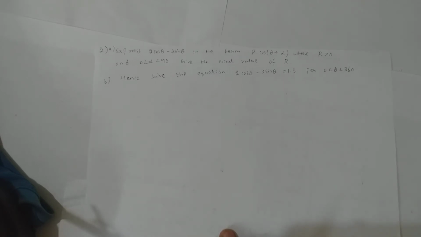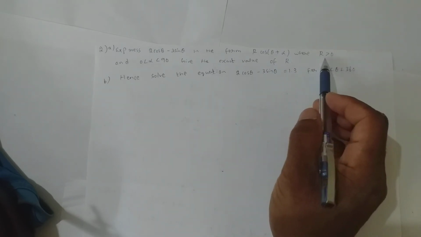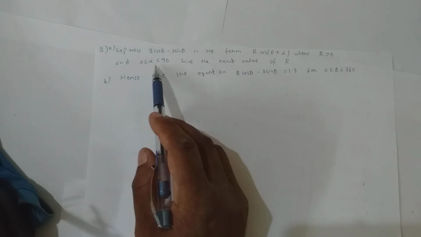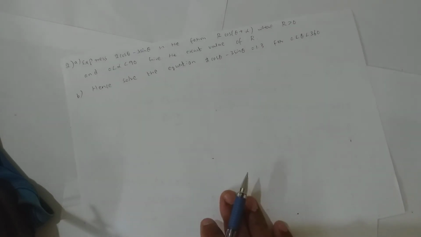Now look at the next sum. Express 2 cos theta minus 3 sin theta in the form r cos(theta plus alpha), where r is greater than 0 and alpha lies between 0 and 90. Give the exact value of r. Clear? We'll do the B1 later, we'll see.